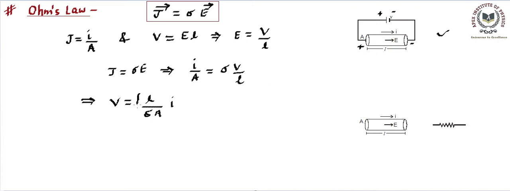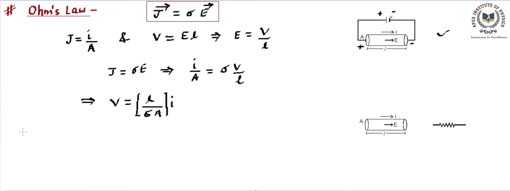Now we look carefully at this combination of terms in which L is involved, sigma is involved, A is involved, and this multiplies with I. So V is indicating the potential difference of the battery or the source that you applied. I refers to the current in the conductor, and this bracket refers to the properties related to the conductor. That means length of that conductor, cross-sectional area of that conductor, conductivity of that conductor.